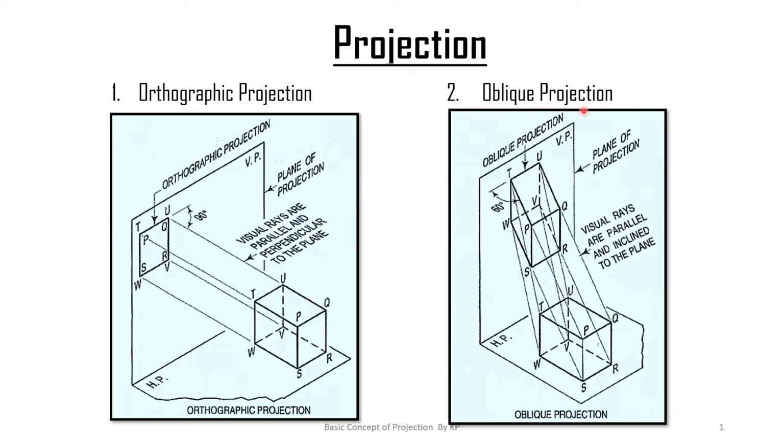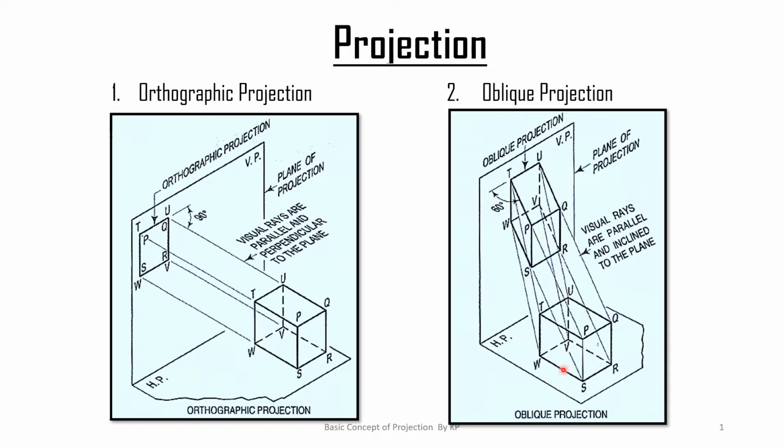If we see the oblique projection, in the oblique projection the projectors are not perpendicular to the plane of projection. Here the same object is placed, and we see that all the projectors are parallel to each other but they are not perpendicular to the plane of projection. They make some angle with the plane of projection.